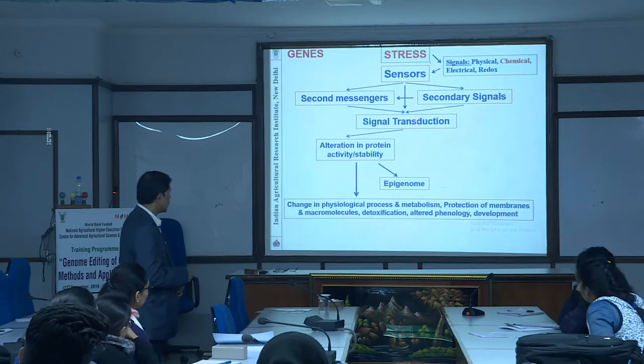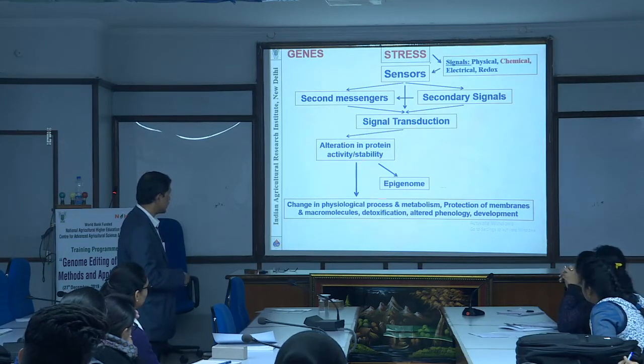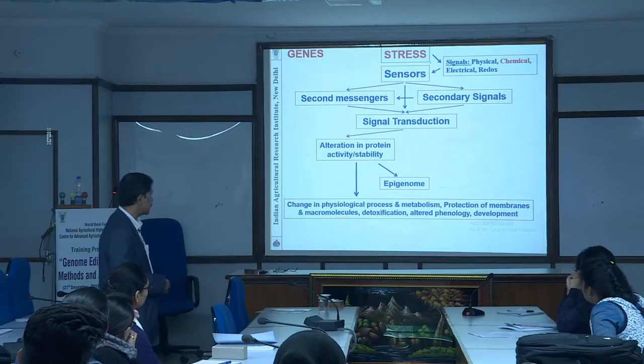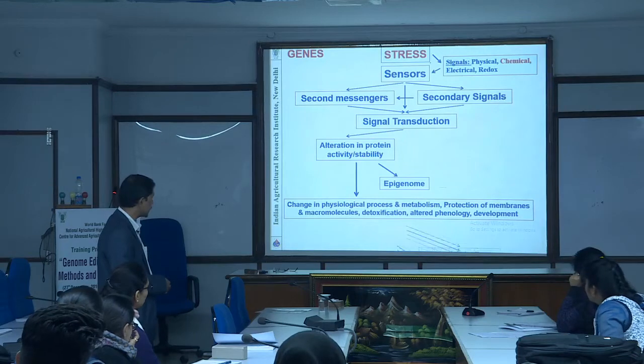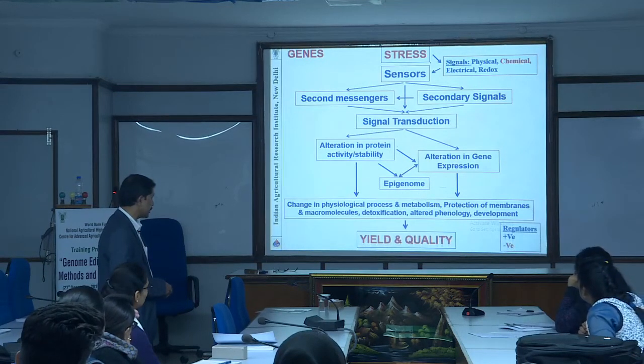So once the signal transduction is there, you get alteration in the protein stability or activity, and then that can directly cause any physiological process. The protein is inhibited or activated, it can change its activity, or it alters the gene expression, and ultimately you see a lot of changes, you get the quality and yield changes.